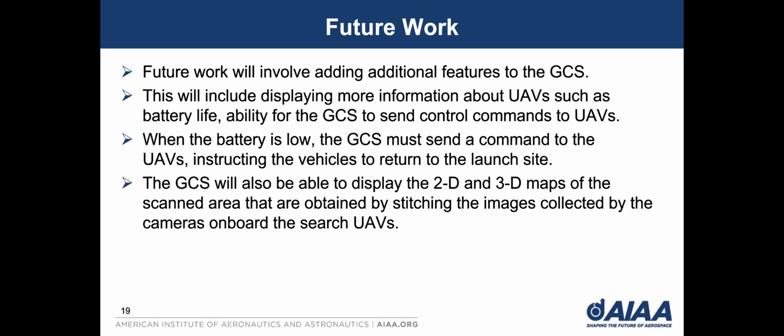The future work of our project will involve adding additional features to the ground control station. This includes displaying more information about the UAV, such as the battery life, and the ability for the ground control station to send control commands to the UAV. For example, when the battery is low, the ground control station must send a command instructing the UAV to return to the launch state. Our ground control station will also be able to display a 2D or 3D map of the scanned area, obtained by stitching the images collected by the camera on board the search UAV.